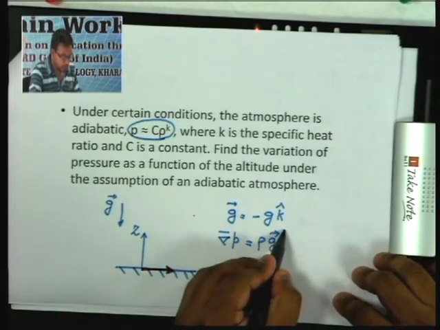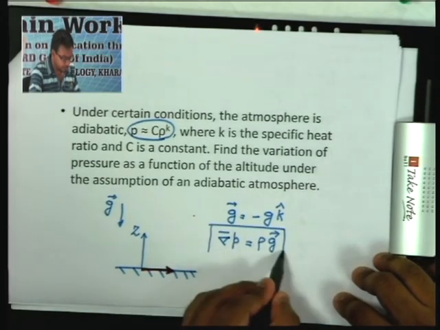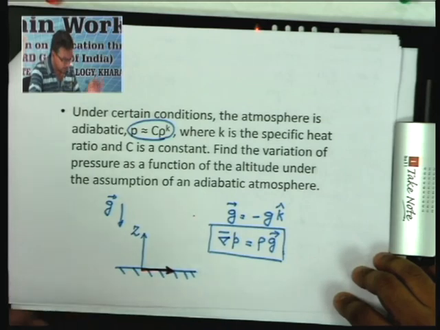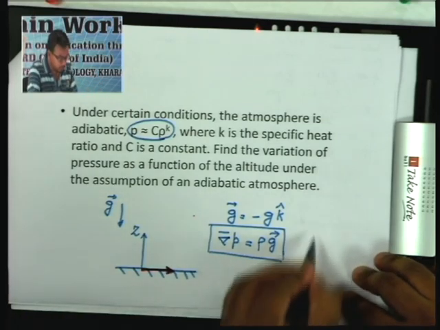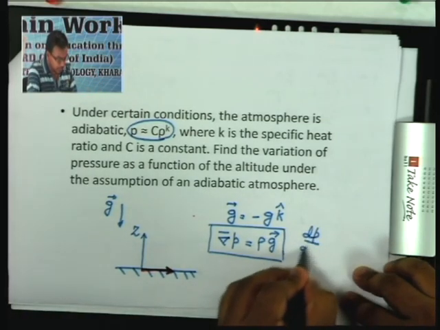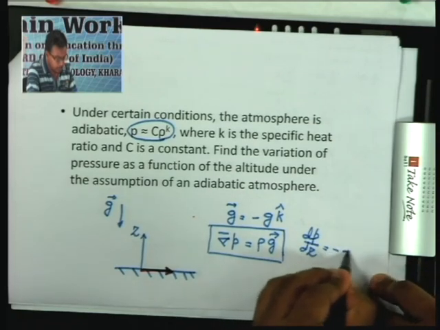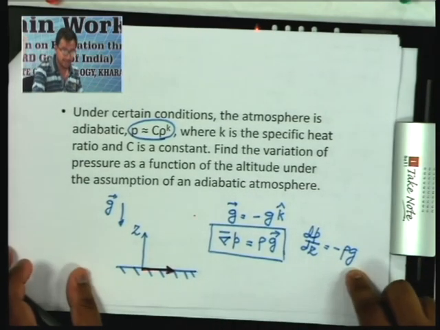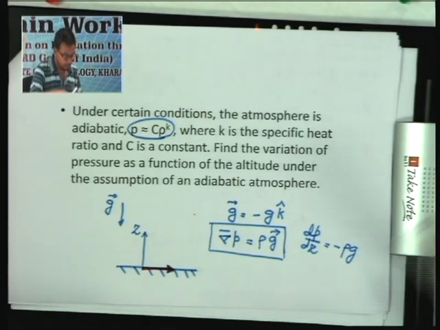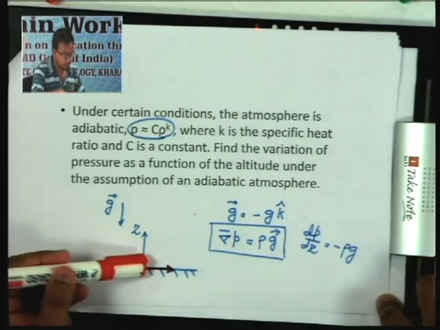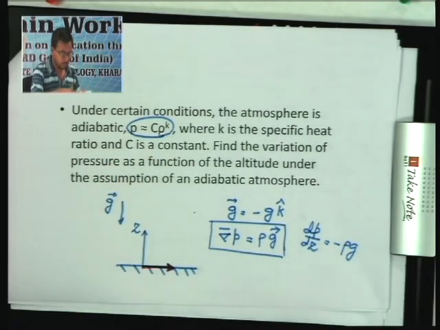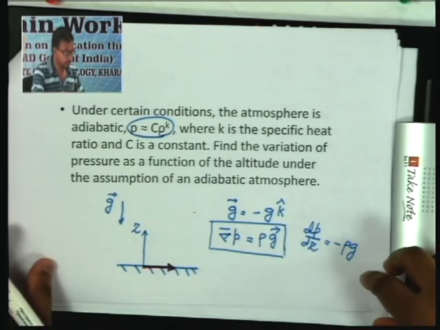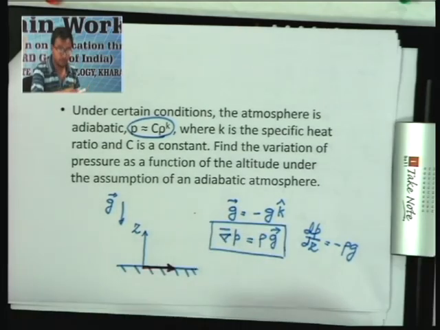Anyway, the equation for pressure is this: grad P equal to rho g, which finally comes down to dP dz is minus rho g. Now the minus sign here indicates that pressure decreases as we move upwards, which is very intuitive, and which we expect to happen in the atmosphere.